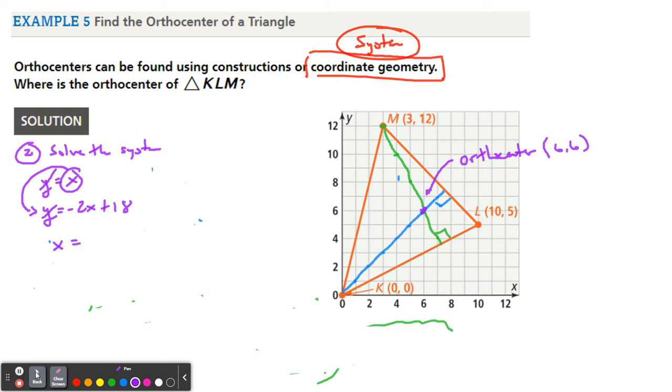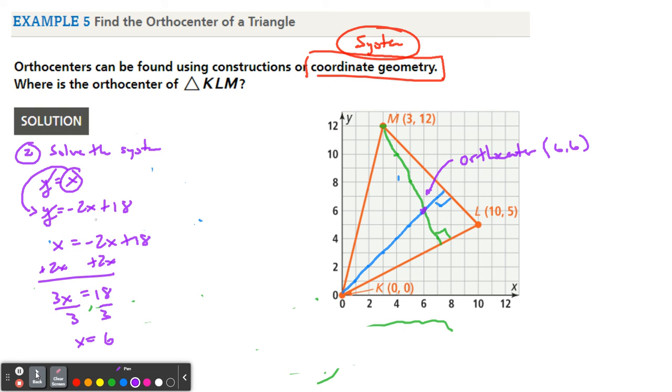So this now says x equals negative 2x plus 18. And I'm going to solve this for x by adding 2x to both sides. 3x equals 18 and dividing by 3. And I get an x value of 6.